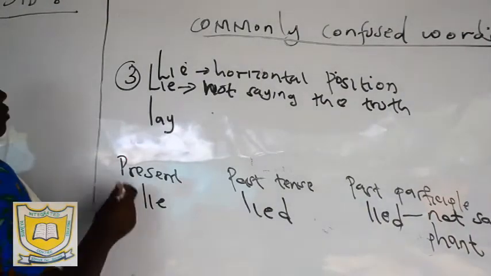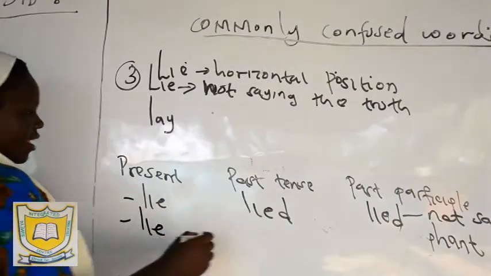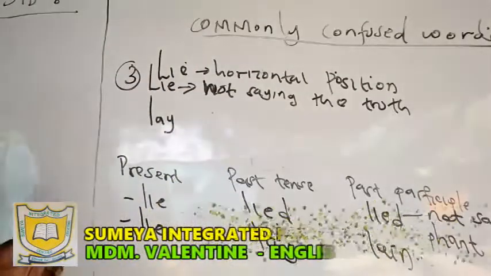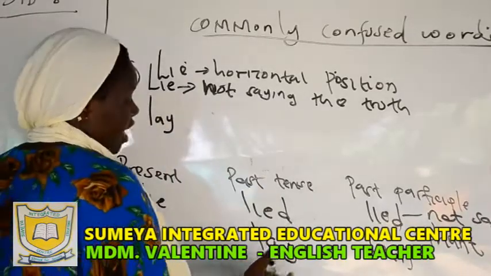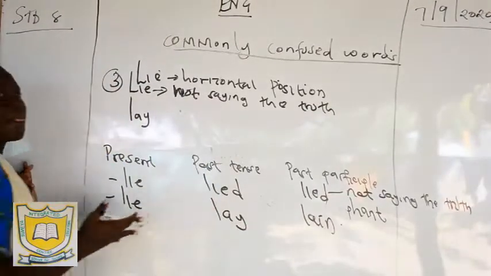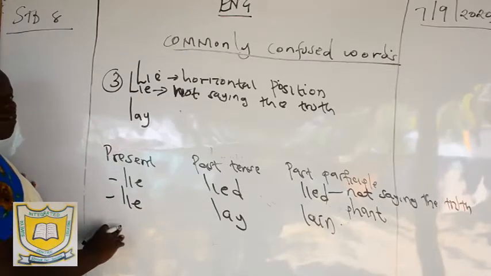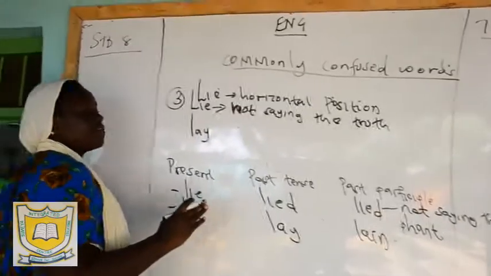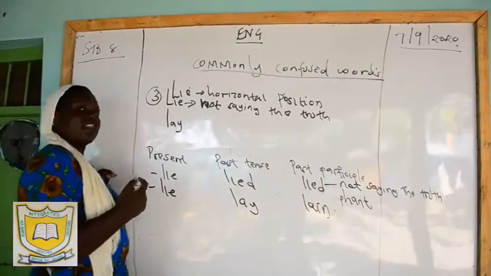Now, when you come to lie, being in a horizontal position, you say lie. Yesterday you lay, and then the past participle becomes lain. Today you lie, yesterday you lay, and then you had lain. You see that in my past participle, I'm having a helping verb. Any moment you have a helping verb, just remember that after a helping verb you always go in for the past participle. It also depends on the tense the sentence is in.